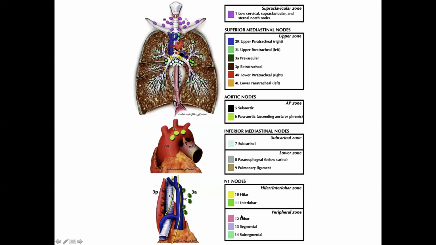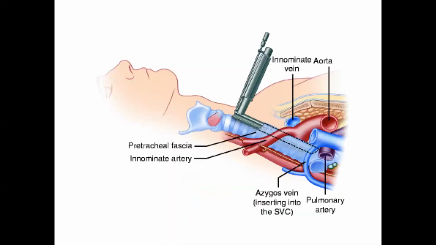and then the other stations which will be picked up during our lymph node dissection during a surgical resection, whether it be thoracotomy or VATS. So that's some of the reason as to why we will be doing a mediastinoscopy. We need to keep all of that in mind.